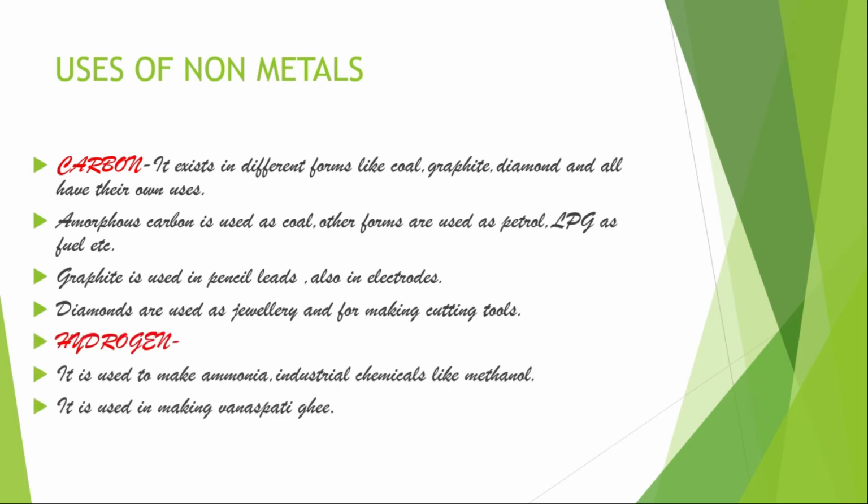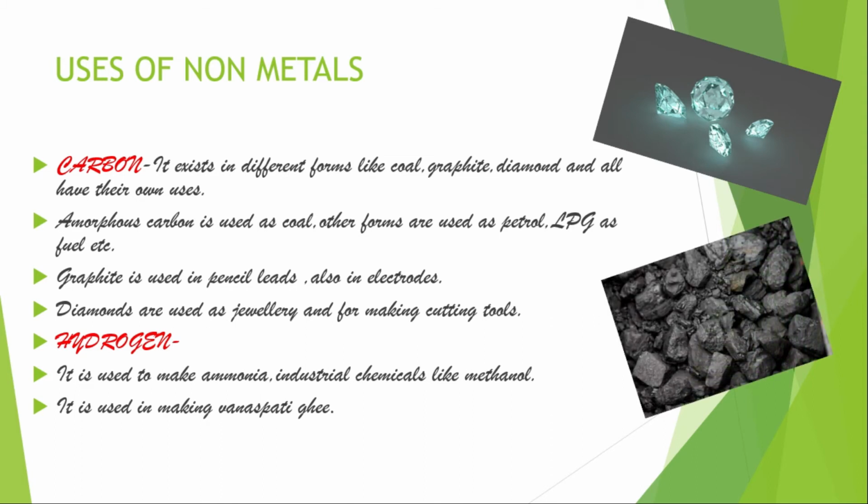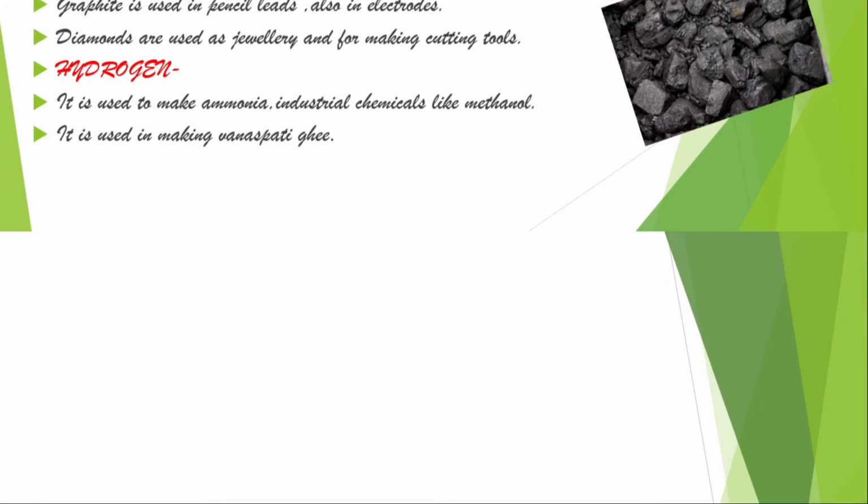Then we go to hydrogen, which is generally a colorless, odorless, and inflammable gas. So what's the use? You can see that it is used in making ammonia and other industrial chemicals like methanol. It's also used in the preparation of vanaspati ghee, which is a cooking oil. And here in the picture you can see the diamond and the coal, which are different forms of the same element, carbon.